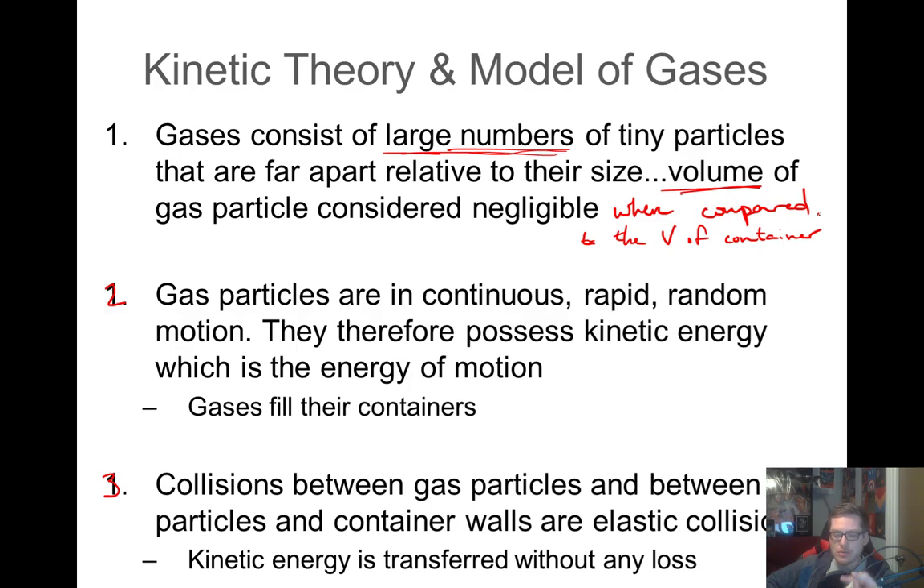Number 2, gas particles are in continuous rapid random motion. We imagine that they're like billiard balls. They're bouncing around, bouncing off each other all the time, ramming into each other, bounce, bounce, bounce, and that's essentially what they're doing. It's continuous, it's rapid, and it's completely random, based purely on what they're hitting, and then they go off their own ways, and so on and so forth.